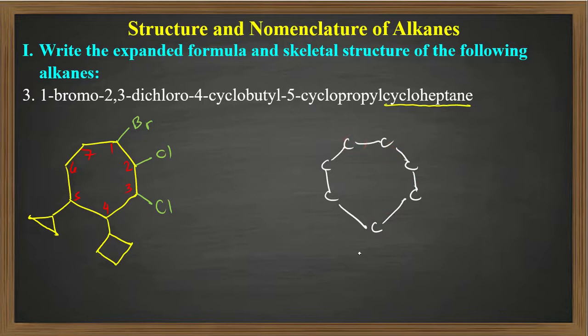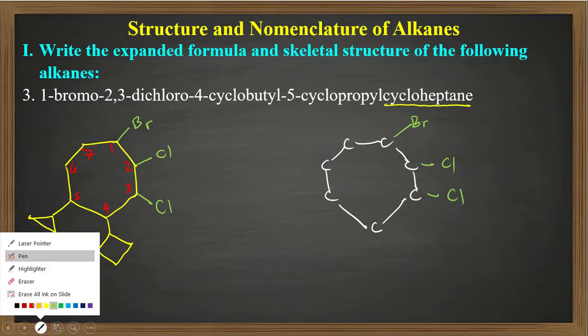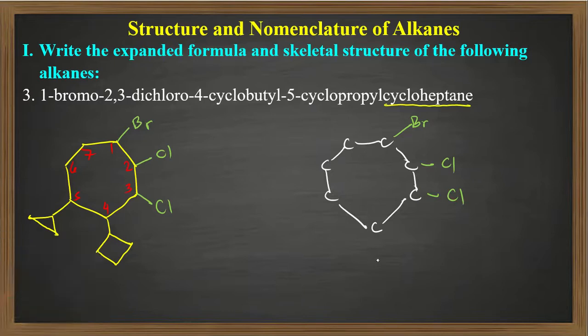Right, so meron tayong cycloheptane. And then let's add the substituents. First, we have here the bromine atom, the chlorine atom, and then another chlorine atom here. And then yung ating cyclobutyl. So we have here 1, 2, 3, 4. Okay, connect them natin sila.